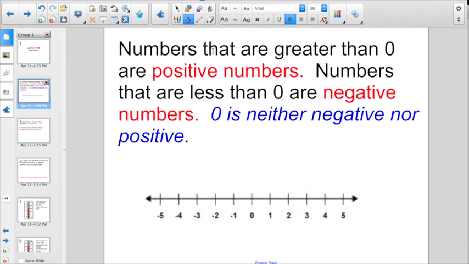A reminder that numbers that are greater than 0 are considered the positive numbers. Numbers that are less than 0 are the negative numbers. 0 is the only number that is neither negative nor positive.